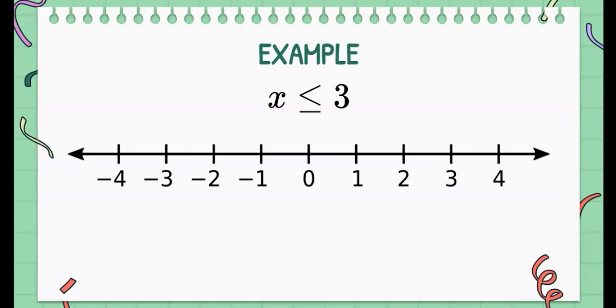Last example, less than or equal to. When it's less than or equal to, we are going to have a closed dot at that number 3. Since it's less than, we are shading to the left of that closed dot.